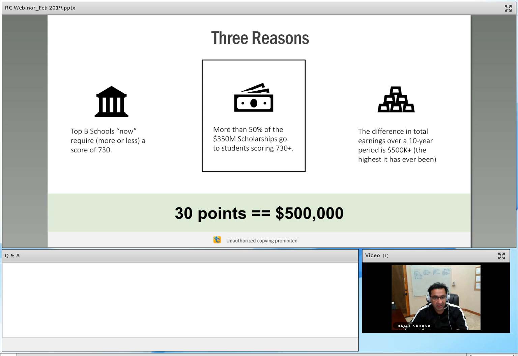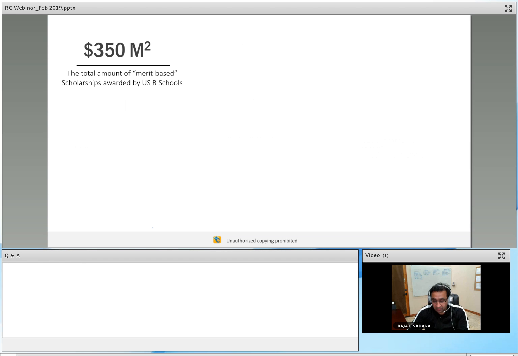Why? Because not just admission, but scholarships also depend on it. In fact, your scholarships depend on 2 things. One's your GMAT score. The second is how well you do during the interview. So overall, it's very well.